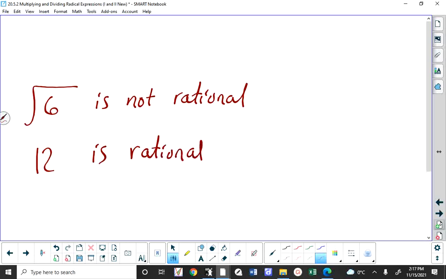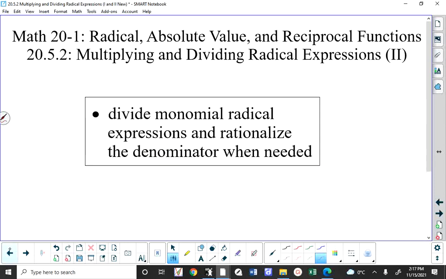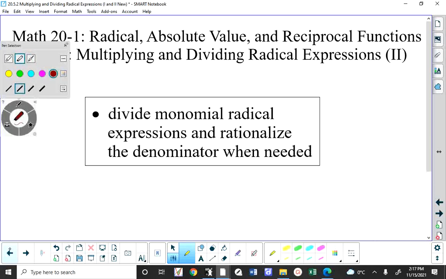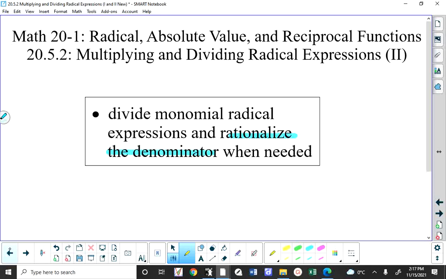And don't draw a connection here between the root 6 and the 12. They're just two separate things. My point is that if there's no radical, it's rational. So when we talk about rationalizing the denominator, what that means is to rewrite any denominators that have radicals as denominators that don't have radicals. Rationalize means to remove the radical. Because if there's a radical, it's not rational.